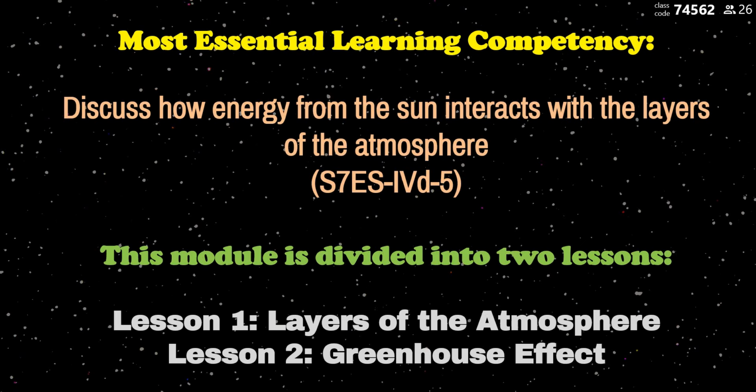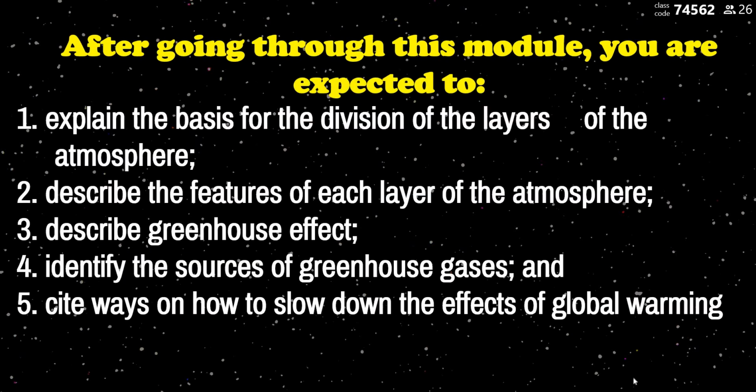And this module is divided into two lessons. For today's lesson, we have layers of the atmosphere, and for tomorrow's lesson, we have the greenhouse effect. After going through this module, you are expected to explain the basis for the division of the layers of the atmosphere, describe the features of each layer of the atmosphere, describe greenhouse effect, identify the sources of greenhouse gases, and cite ways on how to slow down the effects of global warming.